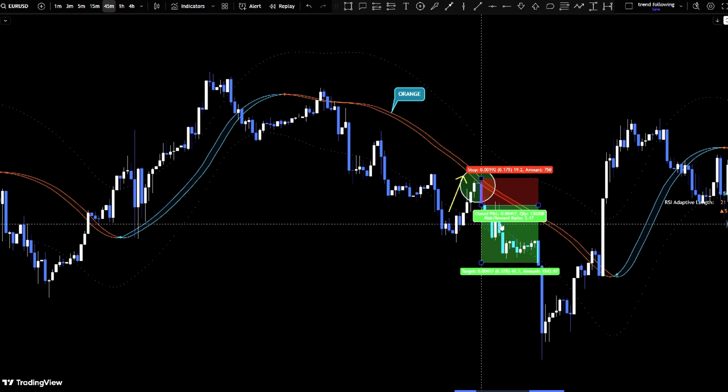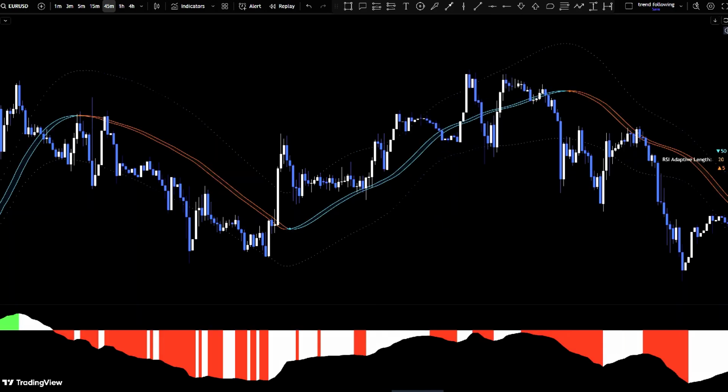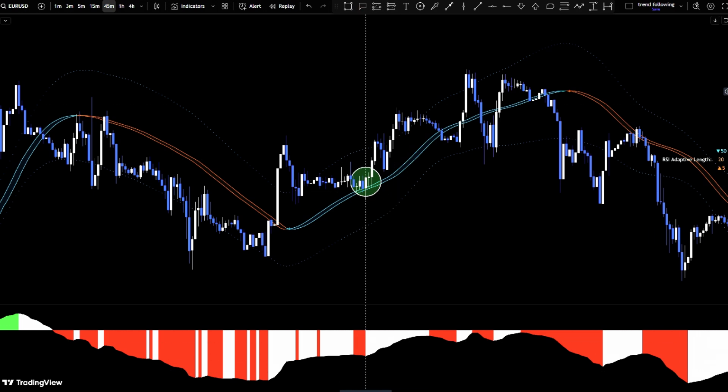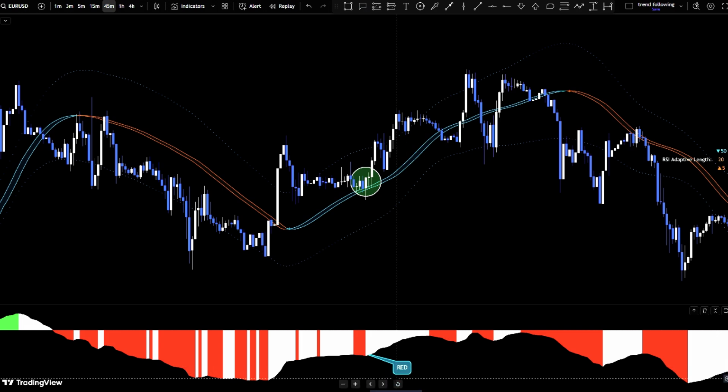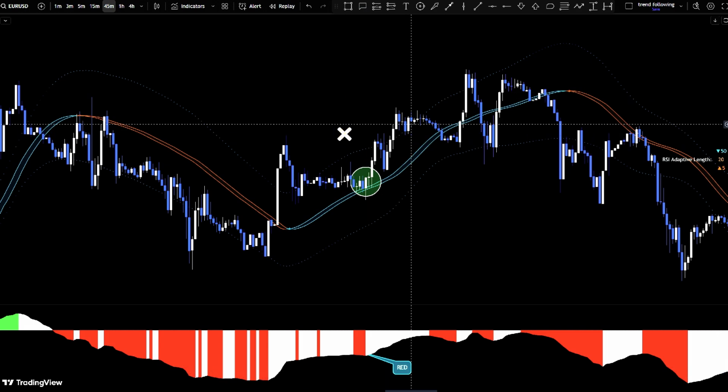So what if the signals don't match up? What if the T3 line gives you a buy signal, but your MACD is red and below zero? You just walk away. It's that simple. The system is telling you it's a risky trade. So you save your money for a better opportunity. You let the filter do its job.